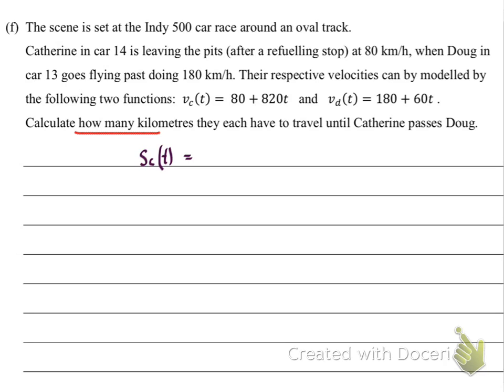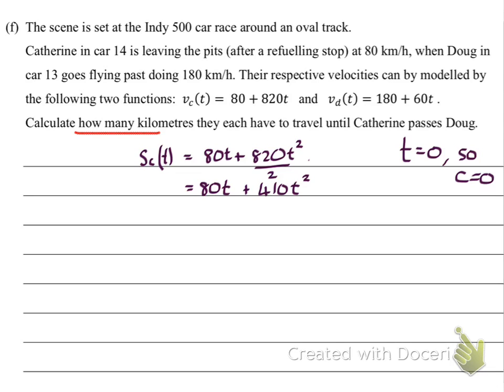For this one here, we're asked how many kilometers. So that's a distance. We're given the velocity. So let's take the velocity for Catherine's car, and we're going to add 1 to the power and divide by the new power and add a constant. Now because we're starting at time is 0, because she's leaving the pits, so that's when time starts, the constant will equal 0. So we can remove the constant, tidy up the equation, do the same for Doug's velocity, and we add 1 to the power, divide by the new power, tidy it up.